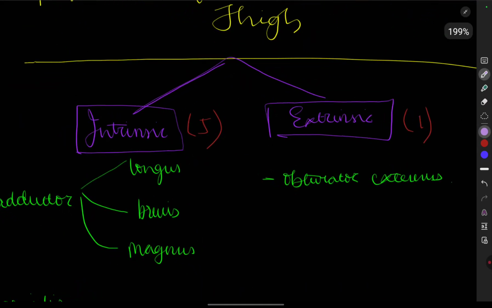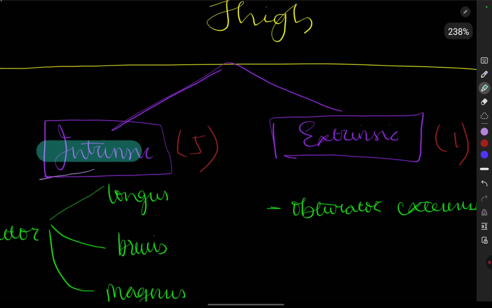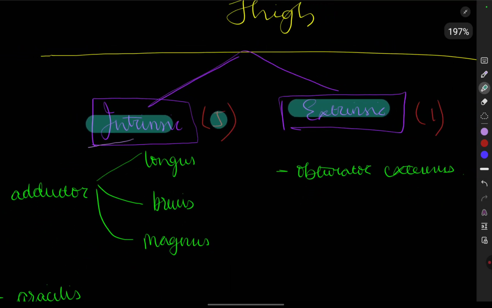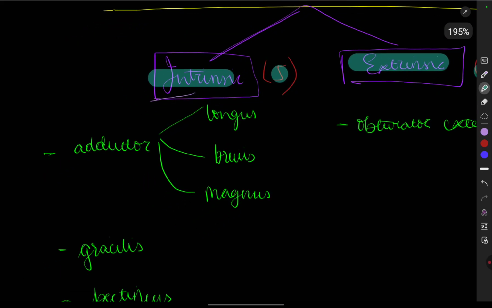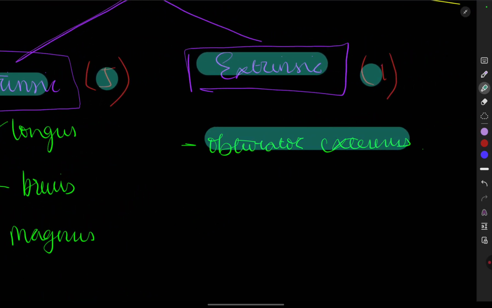So the muscles of the medial compartment of the thigh are divided into two types, that is the intrinsic muscles and the extrinsic muscles. Intrinsic muscles are 5 and extrinsic muscle is only 1. So the extrinsic we'll see first. It is the obturator externus. It is in the name itself, the obturator externus.